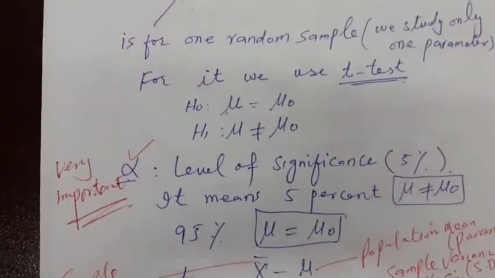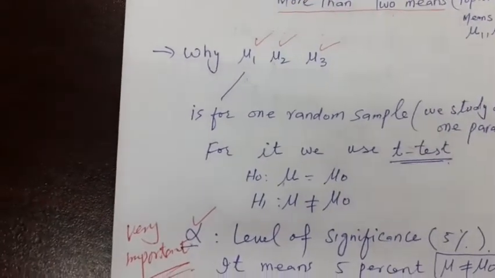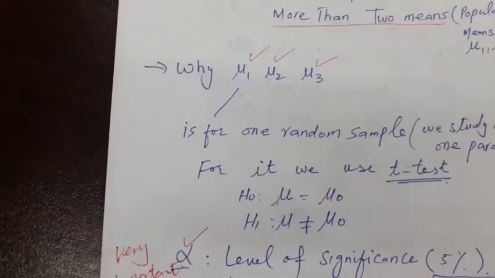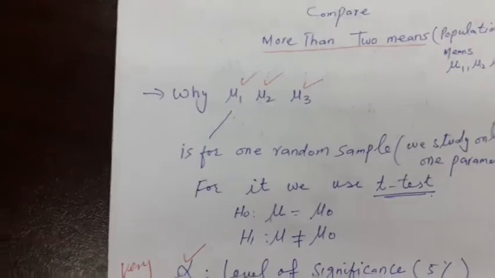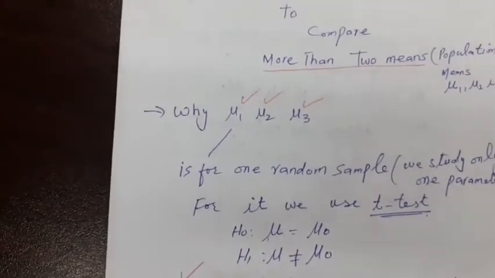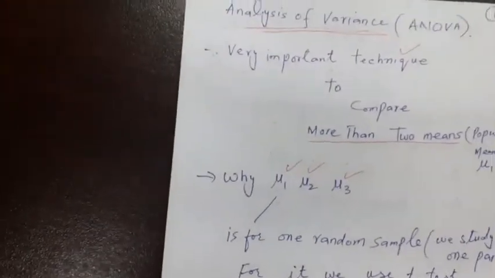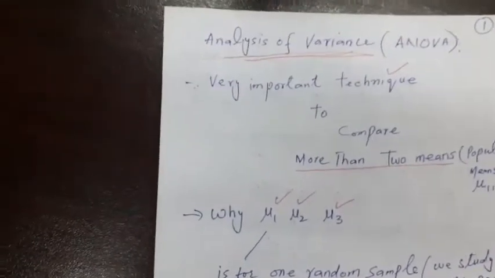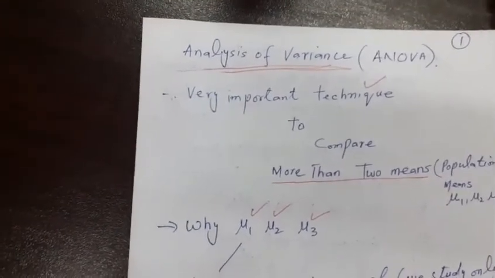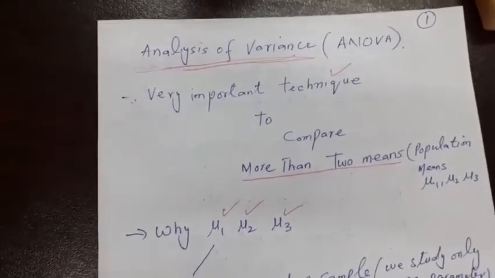So ANOVA is a very, very important technique to compare more than one parameter, more than one sample. Two samples means we discuss two parameters. Three samples, three parameters, then 4, 5, and so on. So this is very, very important. Analysis of variance is a technique to use when we study more than two samples. More than two sample means, we discuss more than two parameters.